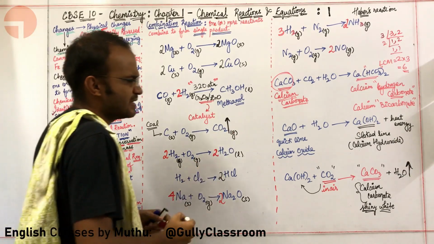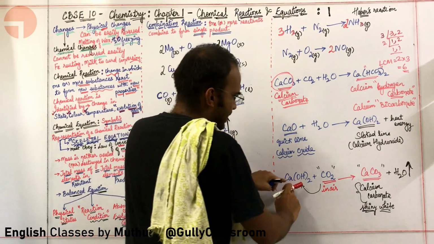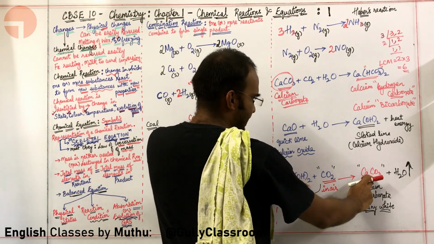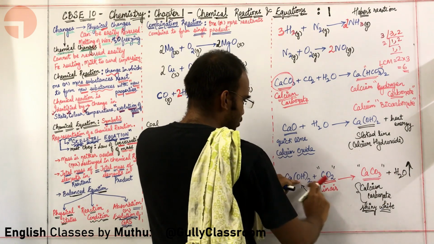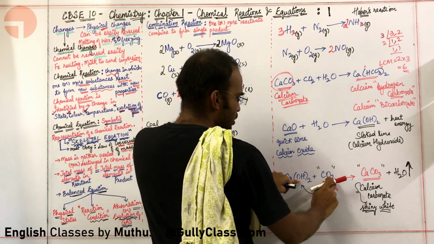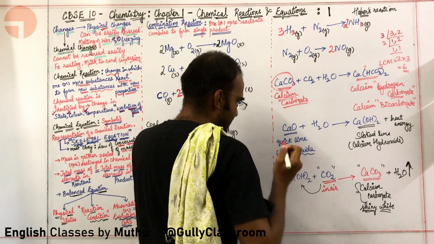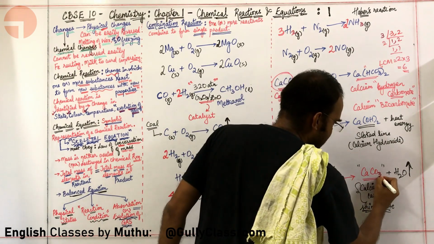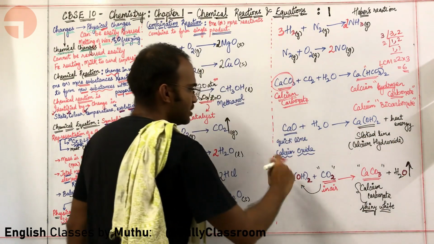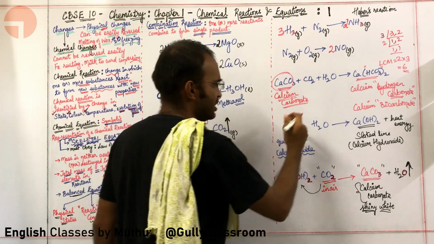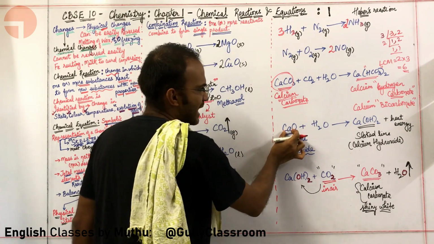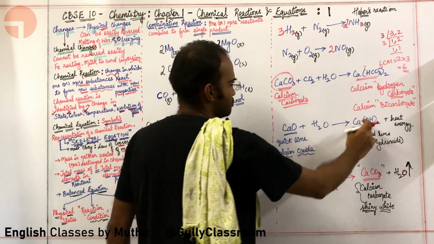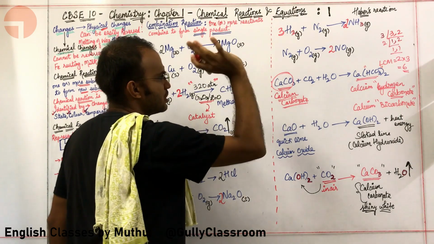Here, these reactions are self-balanced. How, sir? Here there is one calcium, here also there is one calcium, one carbon, there is one carbon, there are two hydrogen, here also two hydrogen, here 2 plus 2, there are 4 oxygen, here there is 3 plus 1, 4 oxygen. So this equation is self-balanced. Here also the equation is self-balanced. Here there is one calcium, oxygen is 2, here also oxygen is 2, hydrogen is 2, hydrogen is 2. This particular equation is also self-balanced.